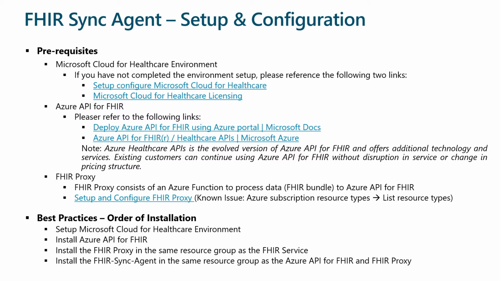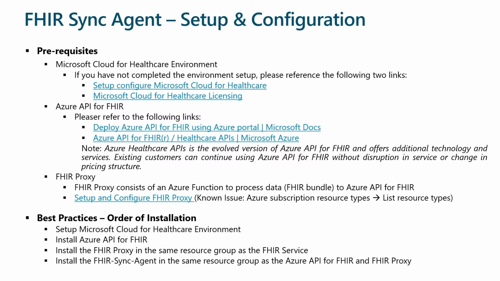We also need Azure API for FHIR, and then FHIR proxy needs to be installed before going to the Sync Agent installation. So any of the Microsoft docs on Azure API for FHIR deployment would help you in installing the Azure API for FHIR. Also note that Azure Healthcare API is the evolved version of Azure API for FHIR and offers additional technology and services. Existing customers can continue using Azure API for FHIR without disruption in service or change in pricing structure. We cover the FHIR proxy setup in the next slides.